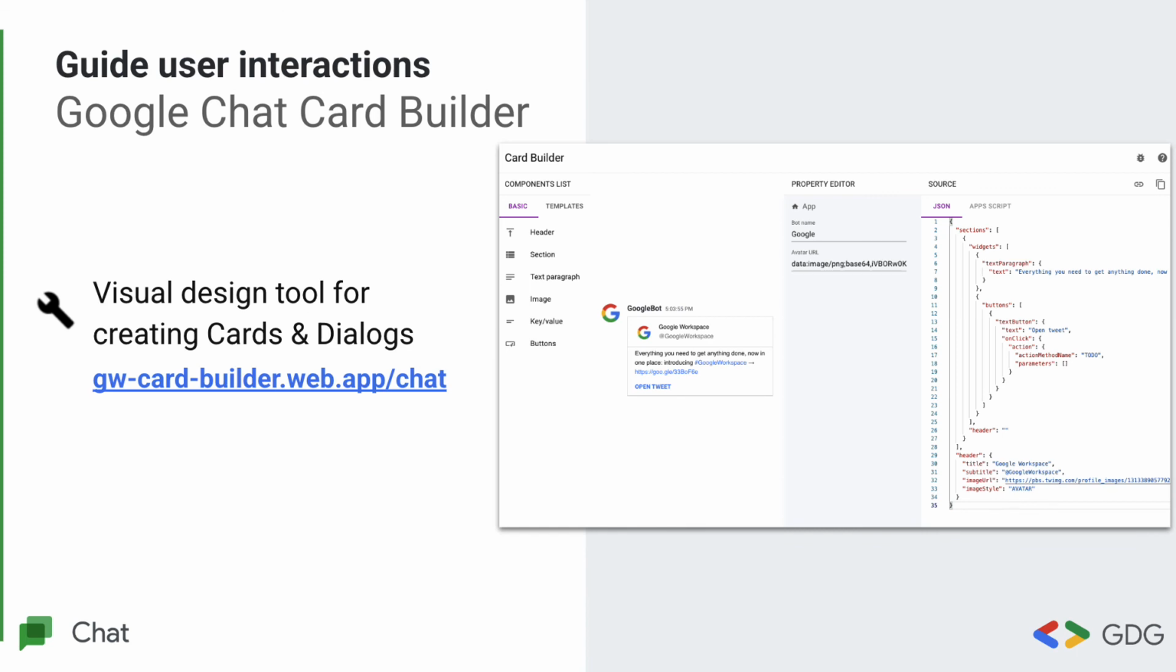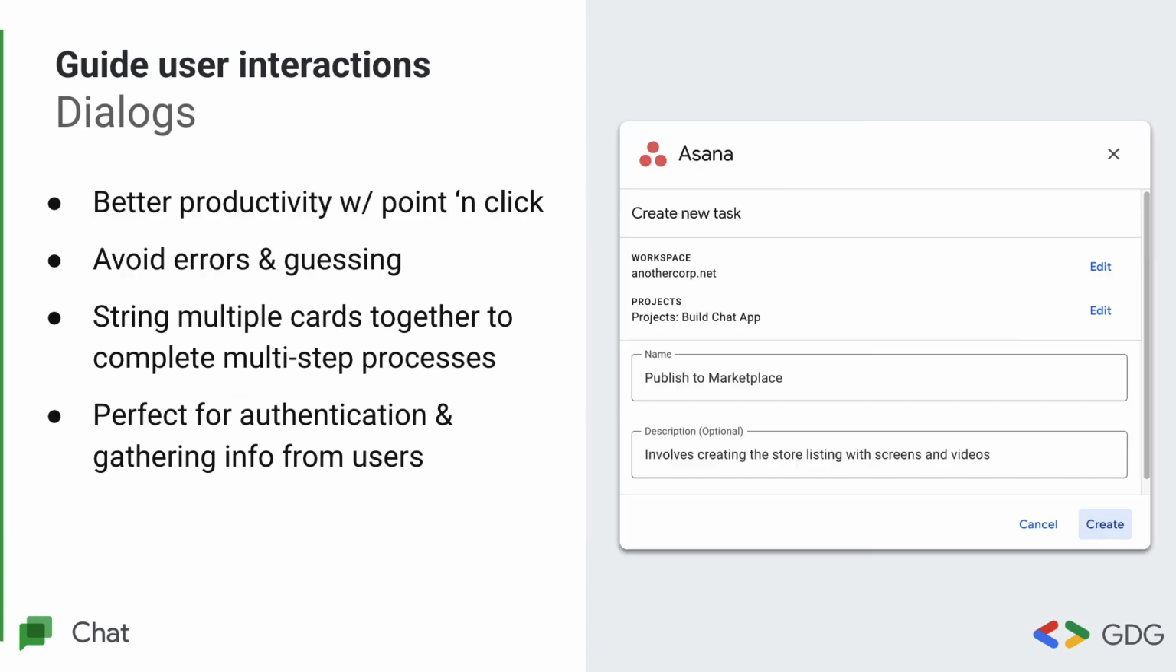This is worth mentioning once again, the Google Chat Card Builder tool we covered in the Chat Apps 101 session. The Card Builder is a super helpful tool for designing cards and dialogues, so you can plan out and visualize your designs before putting them to code. You can access it from gw-card-builder.web.app/chat. And with a link like that, it's definitely worth bookmarking.